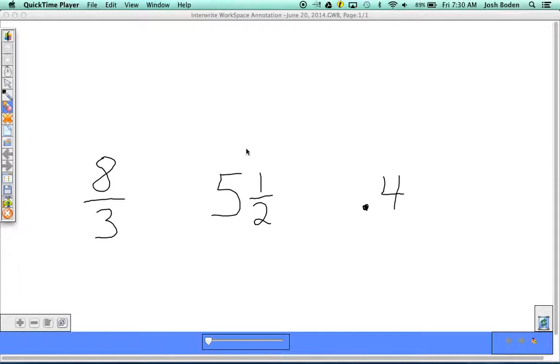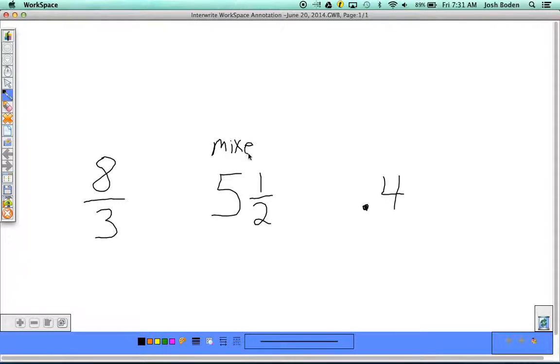Now I'm going to focus on this middle fraction here. And as I look at it, I want to first identify what type of fraction it is. This fraction is going to be called a mixed number. The reason I know it's a mixed number is because I have a whole number of 5 and a fraction of 1/2.